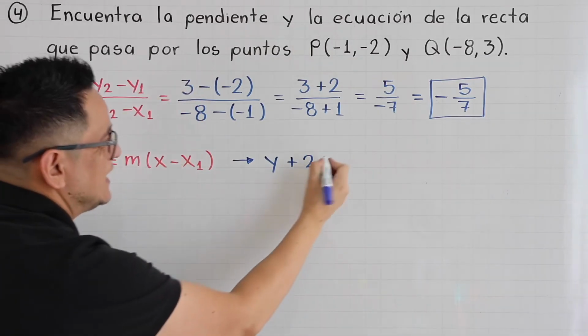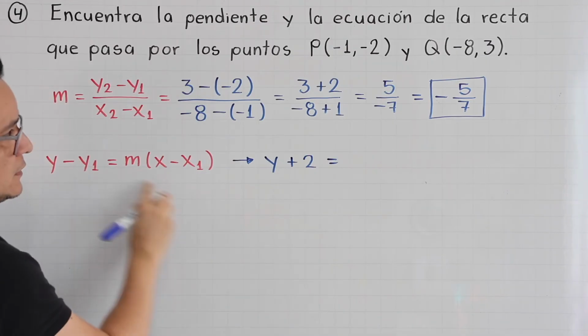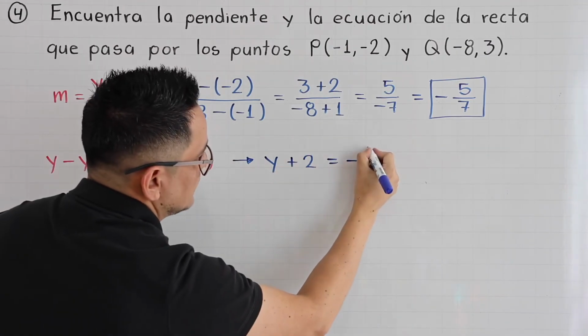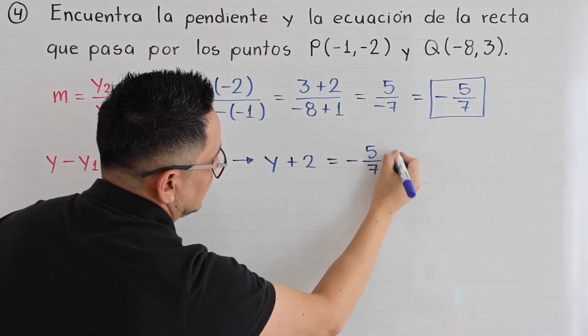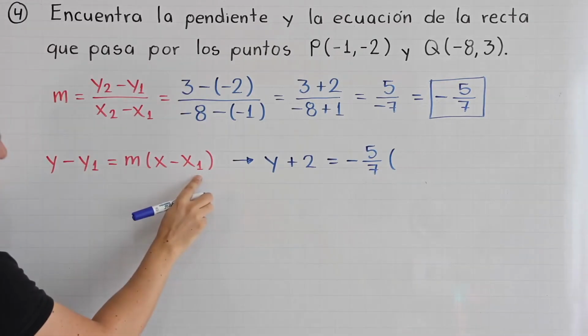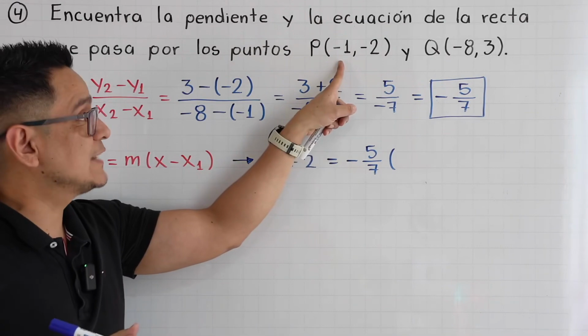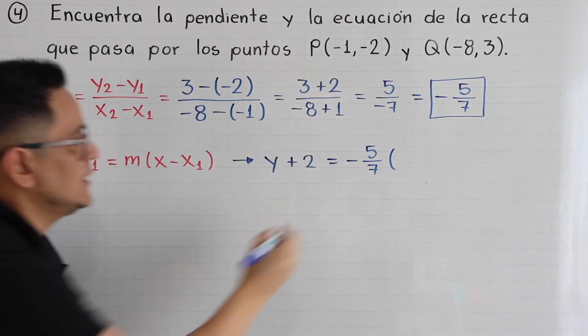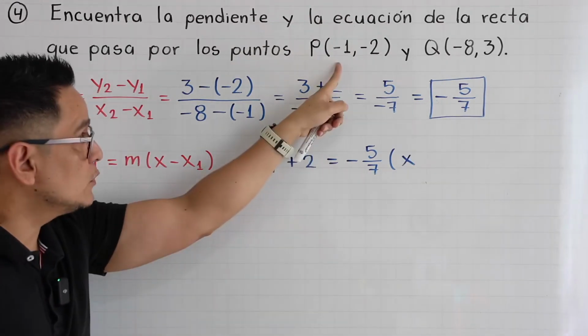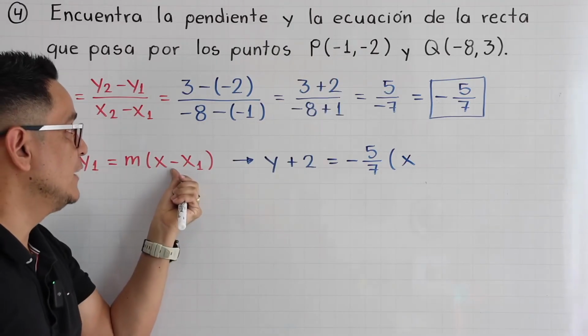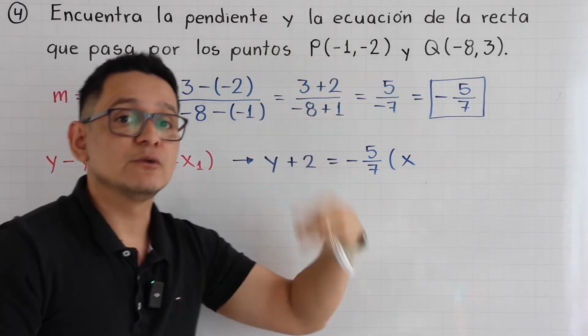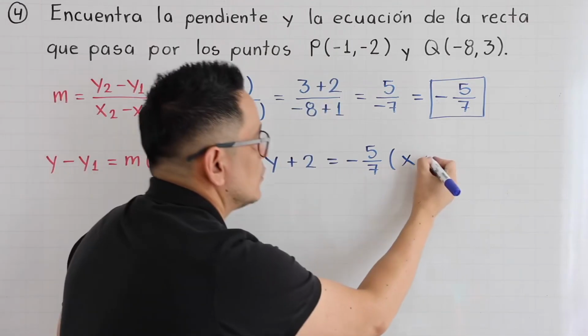Okay? Now, on the right side, we have the slope, which is -5/7. So let's write it down, which multiplies x minus x1. But don't forget that, since we're taking point P in this case, we have x minus x1, and x1 equals -1. In other words, it would be minus -1, but minus -1 is the same as +1.